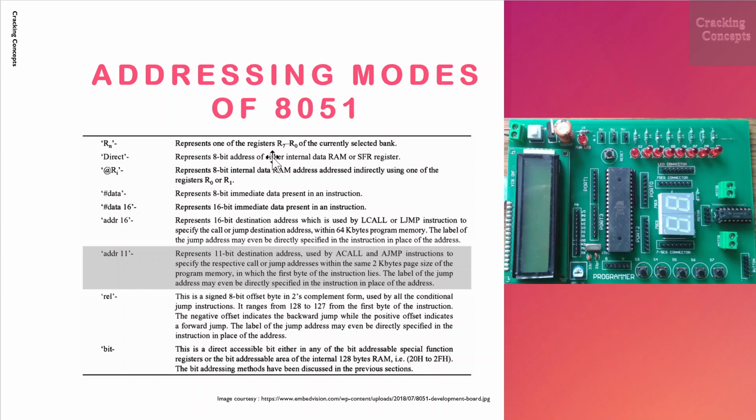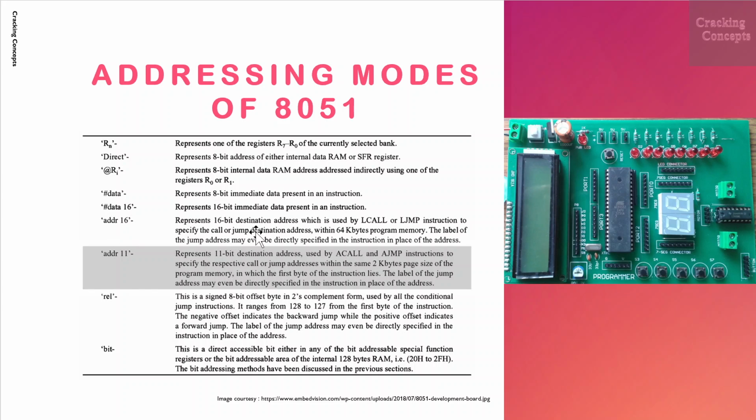Rn represents one of the registers R0 to R7 of the currently selected register bank. Direct represents 8-bit address of either the internal data RAM or SFR register. @Ri represents the 8-bit internal data RAM address addressed indirectly using one of the registers R0 or R1. #data represents 8-bit immediate data present in an instruction. #data16 represents 16-bit immediate data present in an instruction.